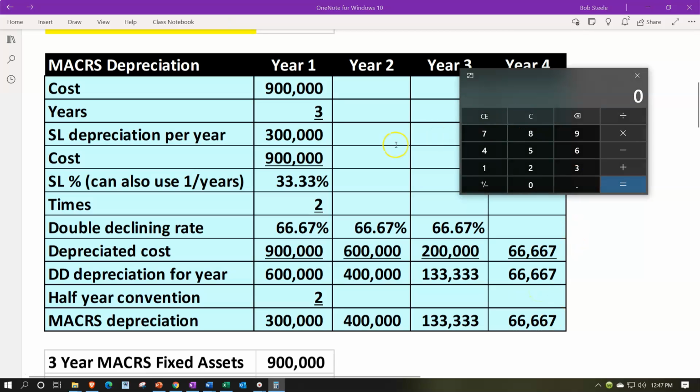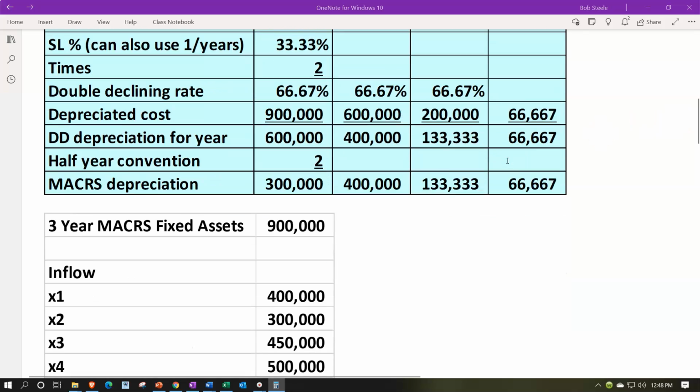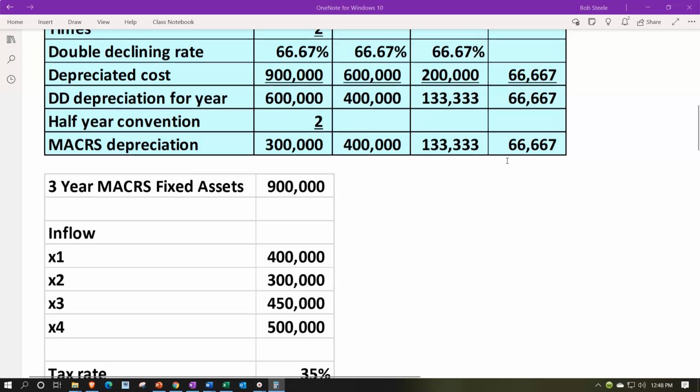So over 4 years, even though it's 3-year property, due to the half-year convention, we have the 300,000 plus the 400,000 year 2 plus the 133,333 plus the 66,667 gives us the 900,000. In other words, the ending result here should add up to the cost of the equipment, because that, of course, means it's fully depreciated. We allocated the cost over the life, in this case, 3-year life with a half-year convention, over 4 years for tax purposes. So that's the general rule. Again, the law will change. There are some exceptions. The tax depreciation is very complicated, but that's the idea.